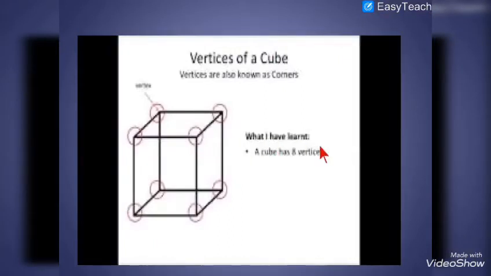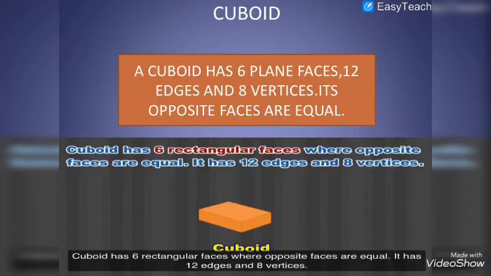A cube has 8 vertices. Now how 8 vertices? 1, 2, 3, 4, 5, 6, 7, 8. So 8 vertices. Now cuboid. A cuboid has 6 plane faces, 12 edges and 8 vertices. Its opposite faces are equal. A cuboid has 6 rectangular faces where opposite faces are equal. So it has 12 edges and 8 vertices.